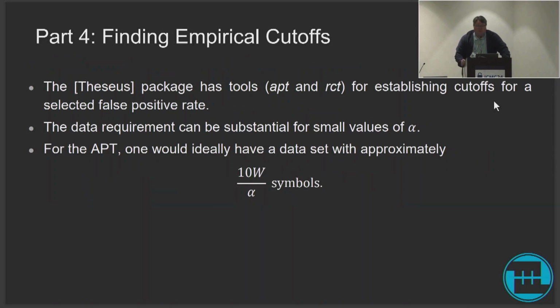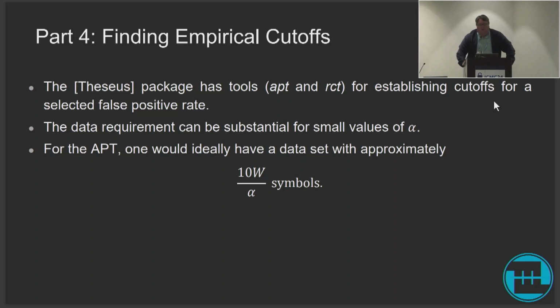Okay, as I mentioned, there are some data requirements if you're going to empirically estimate an appropriate cutoff for a desired false positive rate. It turns out that the Theseus package has tools called APT and RCT, which you can use to establish cutoffs quite readily. That is to say, you give it a huge amount of data, tell it what your desired false positive rate is, and it will tell you a reasonable cutoff. But in order to do that, you need to provide it with enough data. And because of its window size, the APT needs quite a lot more data.